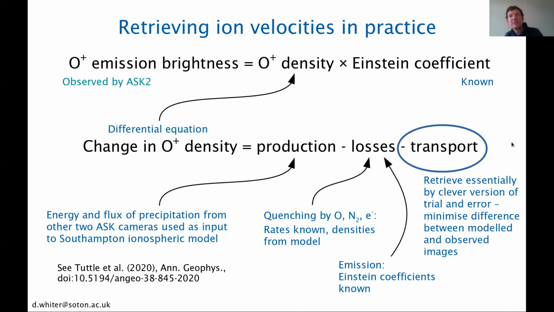So then the only thing we don't know is the transport. So that's the movement of the ions and the ion velocity, which is what we want to know. So we do that by trial and error. We try different transport, calculate modeled images which we'd expect for a given transport, compare those to the observed images from ARS2, and then whichever transport gives us the best match between the modeled and observed images, we take that as the ion velocities.